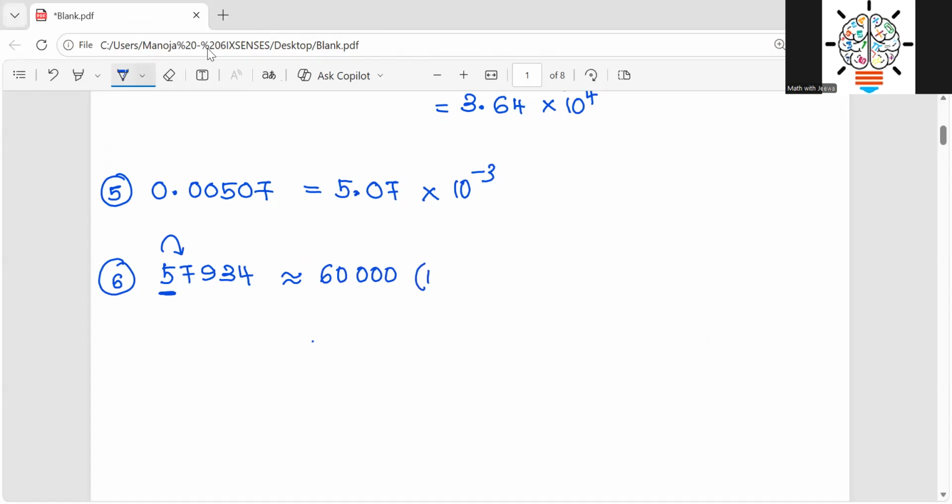Most of the students make a huge mistake. When you have 57,934, and you want to correct this to the first significant figure, they just write 6. How come? Is 57,934 approximately equal to 6? No, it is not. The rest of the digits will be 0. So 57,934, when you round to the first significant figure, becomes 60,000, not 6, right? So this is wrong.